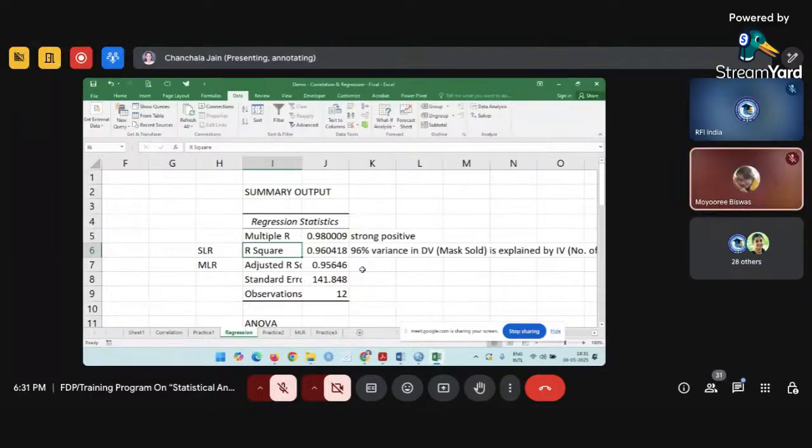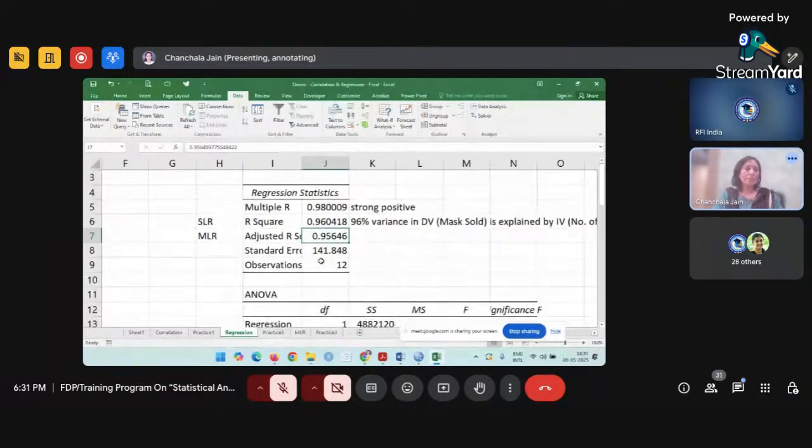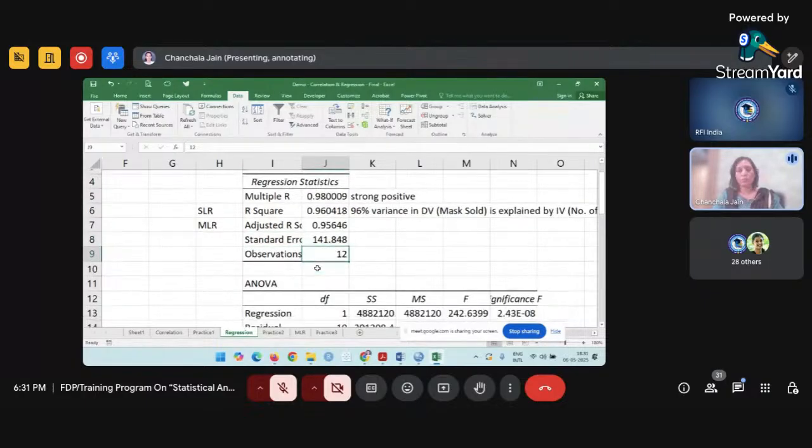Clear, ma'am. Yes, sir. Done. Adjusted R square, we are not interpreting here, but you need to always know this: your adjusted R square will always be lesser than or maybe equal to your R square. R square will always be the larger figure than the adjusted R square, right? Standard error is 141. There is no threshold for the standard error. Total observations, we have a total of 12 observations.